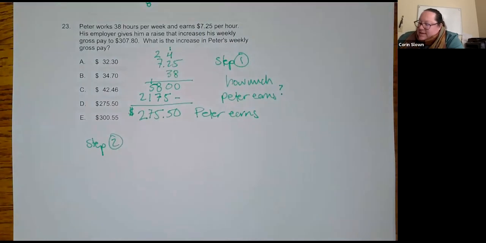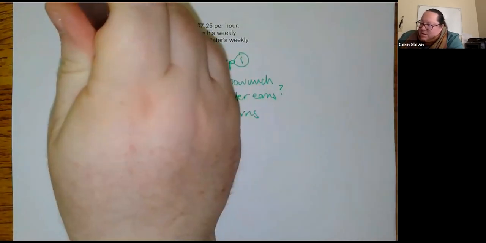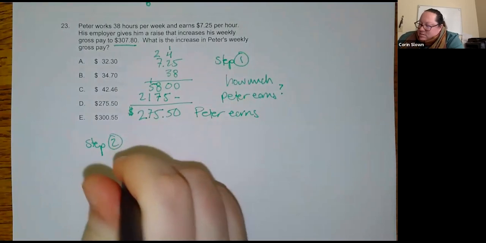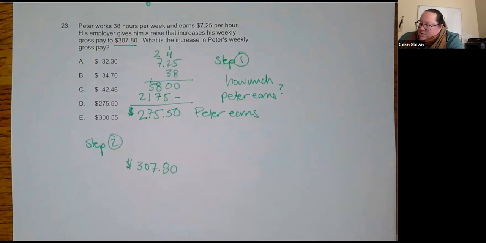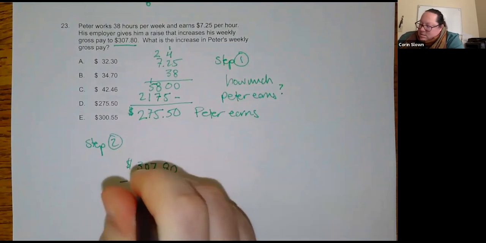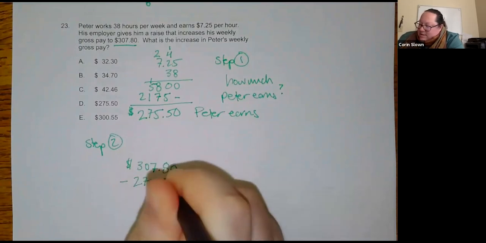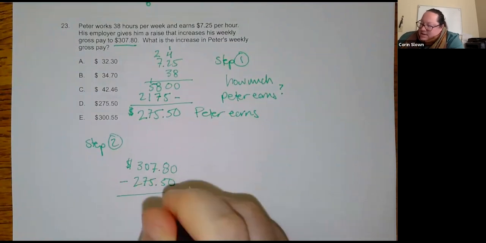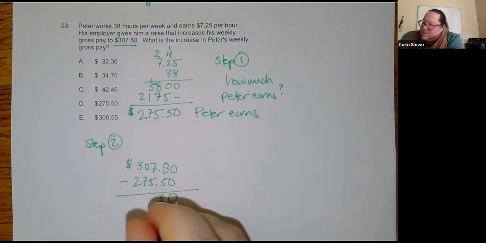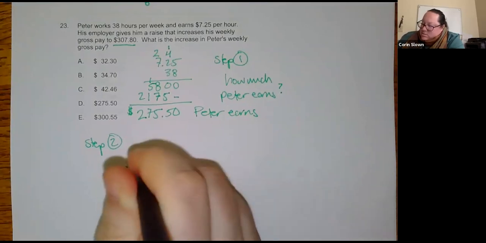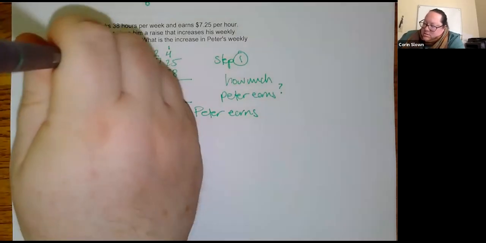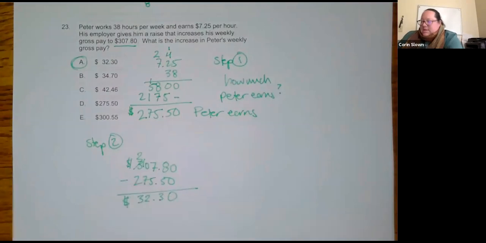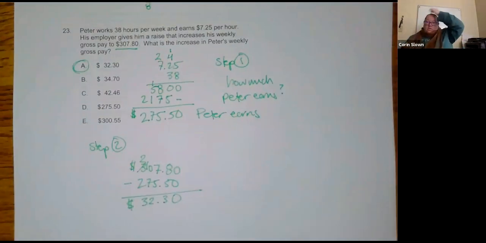Step 2 is I'm going to then take the information that's given in the problem of $307.80 and subtract $275.50. So in this case, it's 0, 3, 2. So $32.30 is the difference in pay for what Peter has earned.